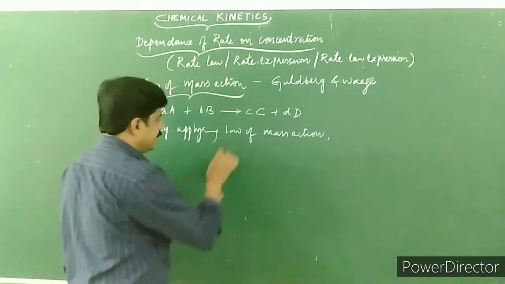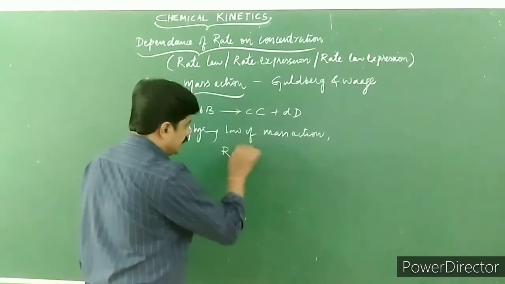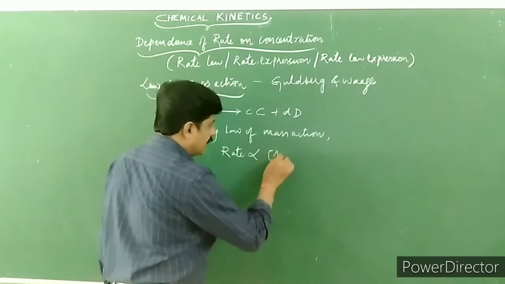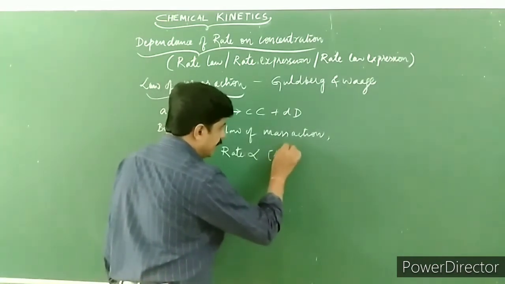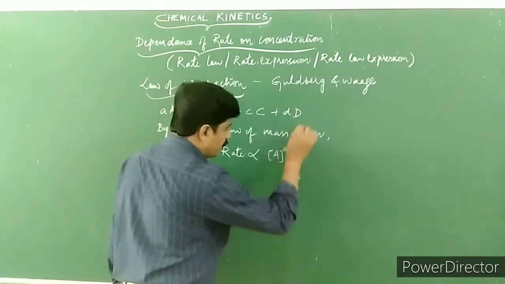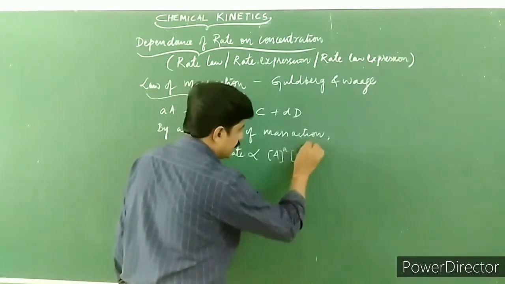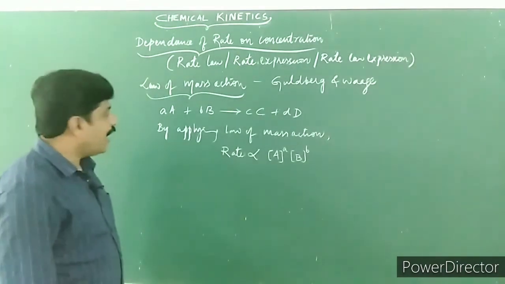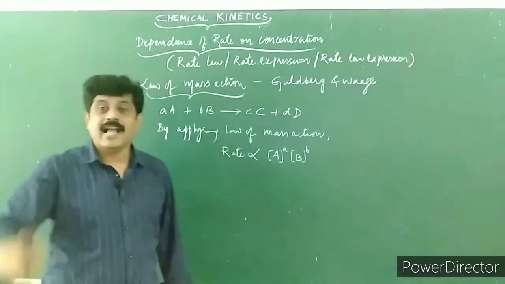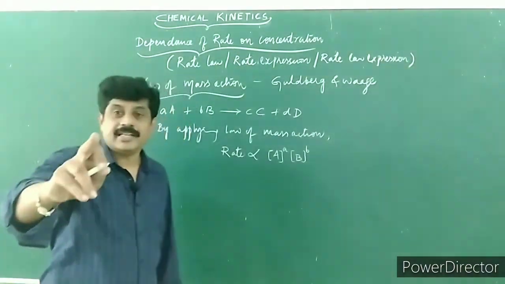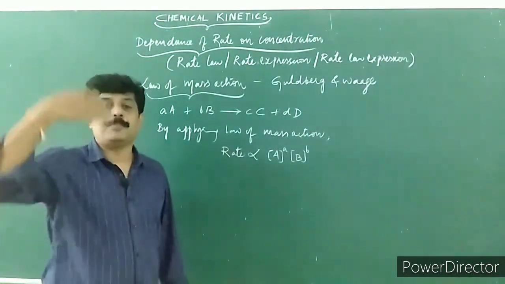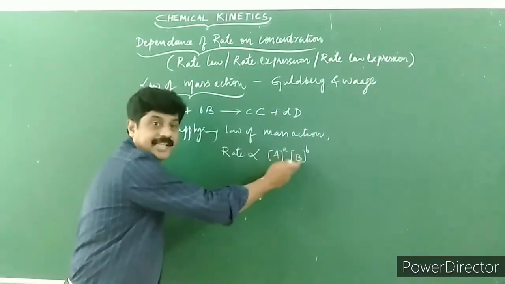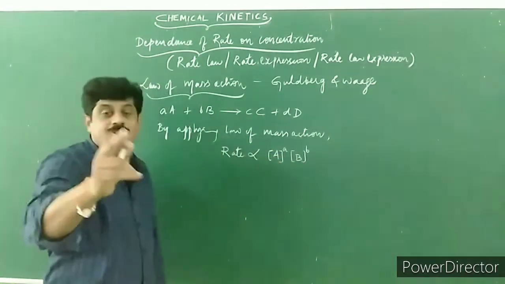Look at here, what am I going to get? The rate is directly proportional to the molar concentration of reactants raised to the power of its numerical coefficient at a given temperature. In other words, the law of mass action states that at a given temperature, the rate of a chemical reaction is directly proportional to the product of molar concentration of reactants raised to the power equal to their numerical coefficient.